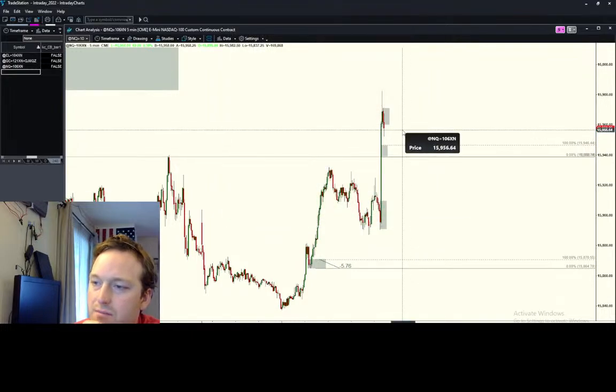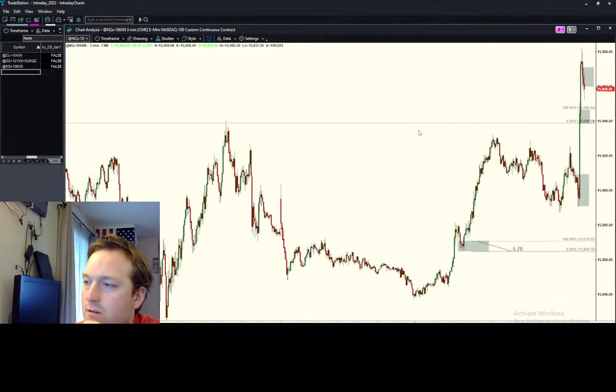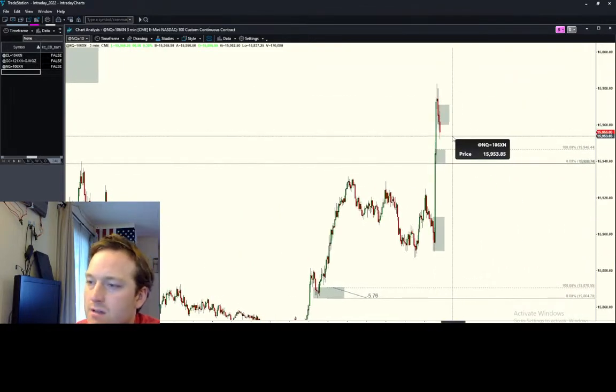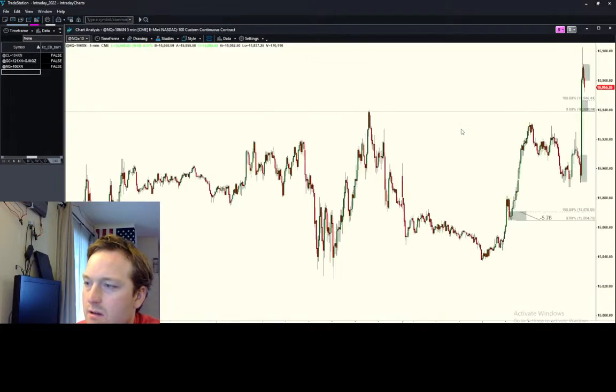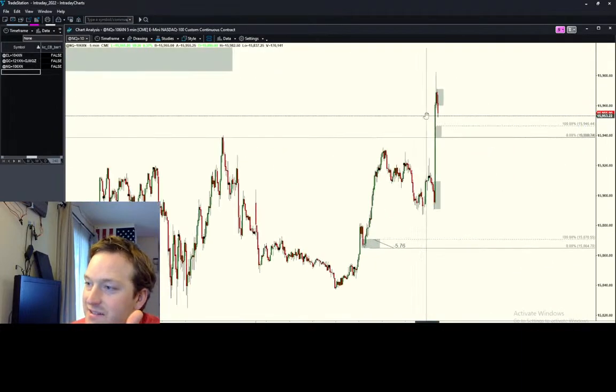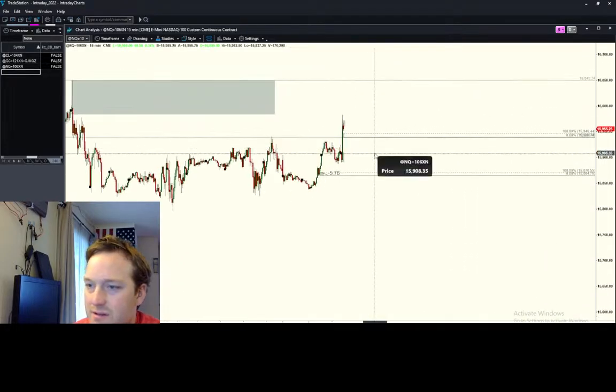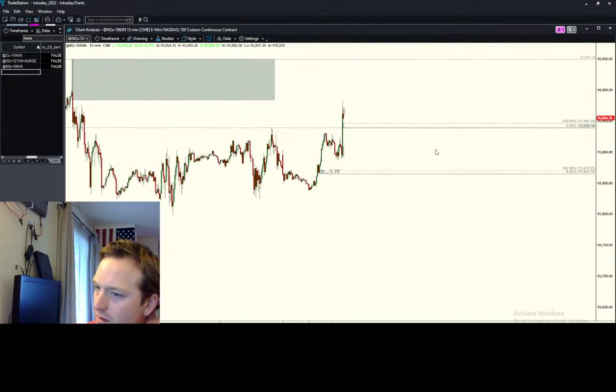I'm still gonna have my order on at this point. It really sucks if it doesn't get down there. It looks like it can. It's still stretching itself, especially on the 15-minute chart. So that's pretty much all I have to worry about. Yep, there we go. It's stretching towards my entry.